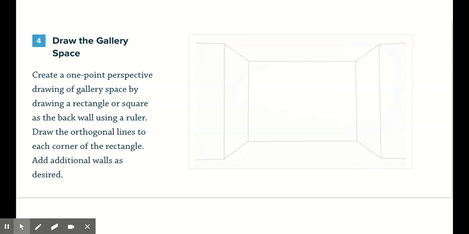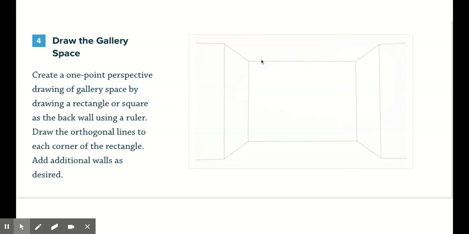And then you're going to create a one-point perspective drawing of a gallery space. You're going to draw a rectangle as the back wall using a ruler. You have to use a ruler. Draw the orthogonal lines to each corner of the rectangle. Add additional walls as desired, and we can help you do that. I have extra forms on how to do that.